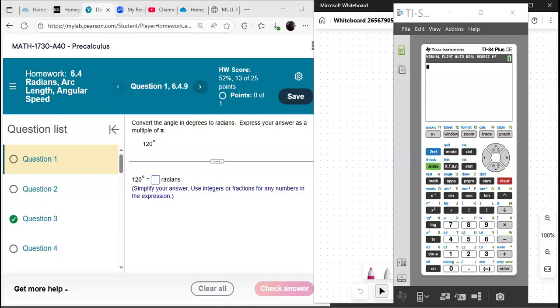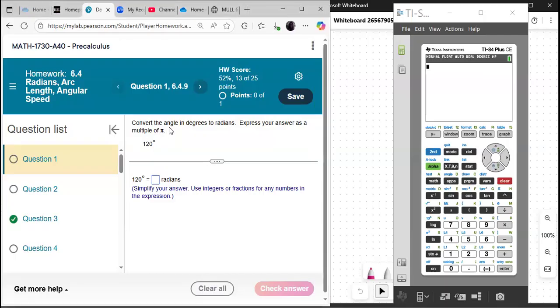We're going to take a look at homework chapter 6.4 on radians, arc length, and angular speed. The first half of these questions is about converting from radian measure to degrees and degrees to radian measure. So we'll start with number 1. It says convert the angle in degrees to radians. Express your answer as a multiple of pi.